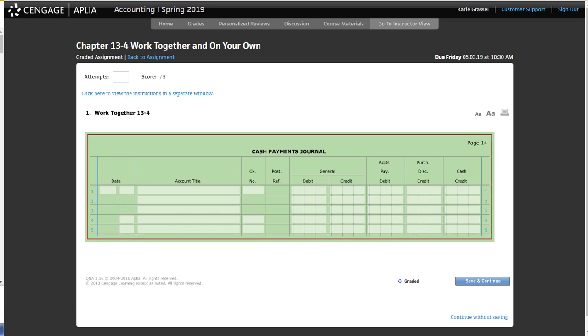Sections in Chapter 13. Everyone is in work together and on your own, 13.4. Open it up. Just on your own, you mean? What? I'm 1, 2, and 3.